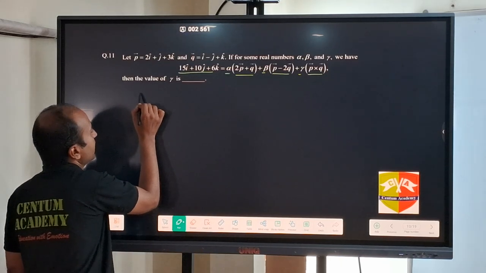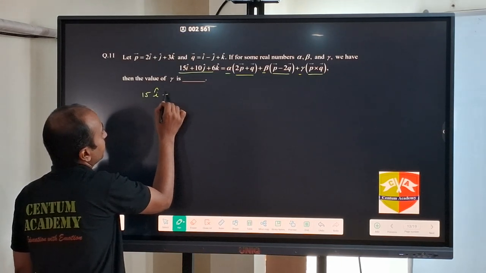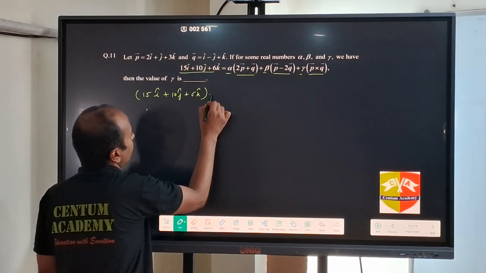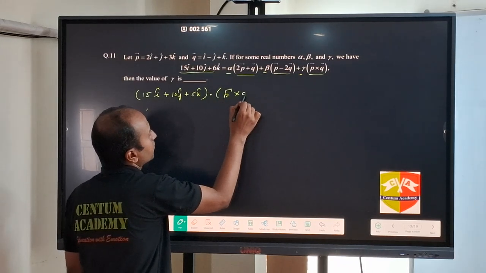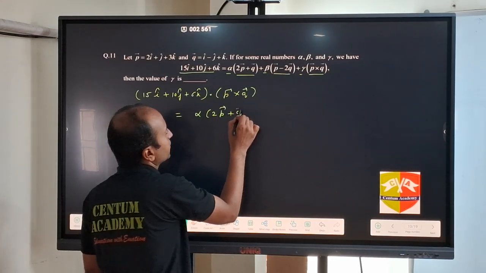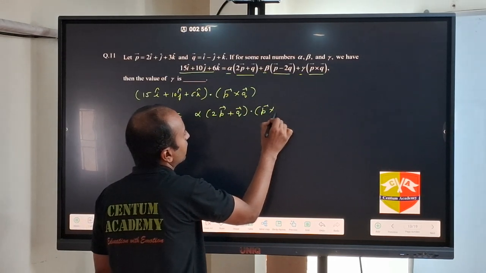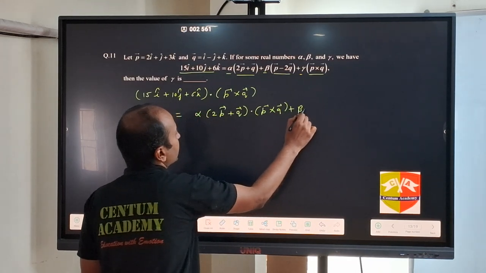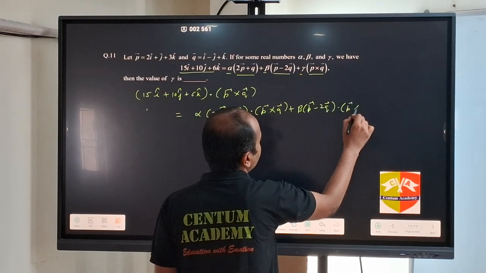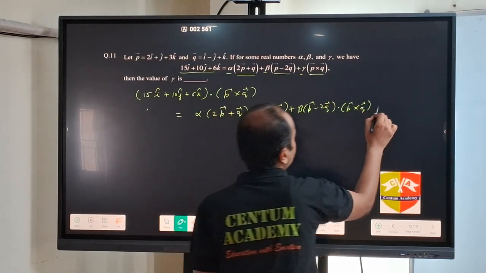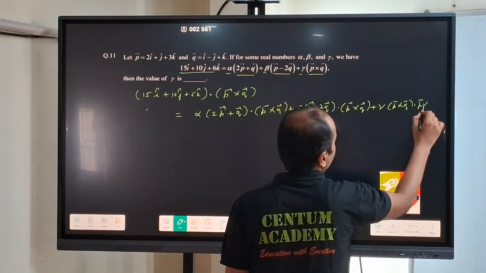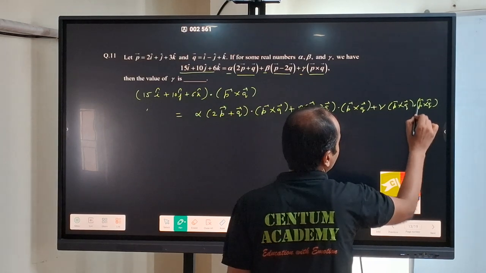If I take the dot with p cross q, 15 i cap plus 10 j cap plus 6 k cap dot p vector cross q vector, and on the right hand side we have alpha times 2p vector plus q vector dot with p cross q, plus beta times p vector minus 2q vector dot with p cross q, plus gamma times p cross q dot p cross q, which is nothing but the magnitude of p cross q the whole square.